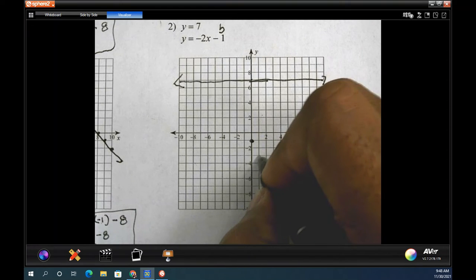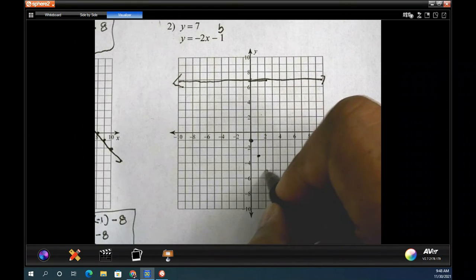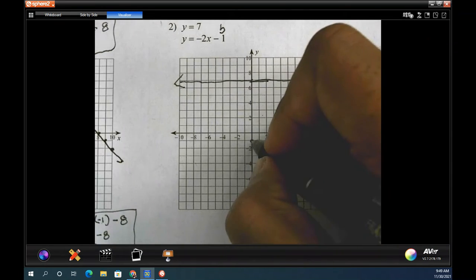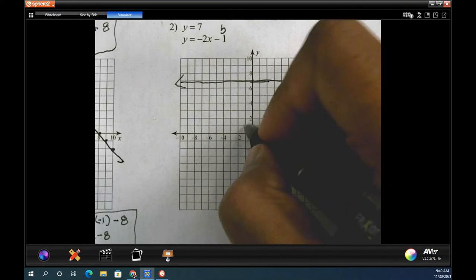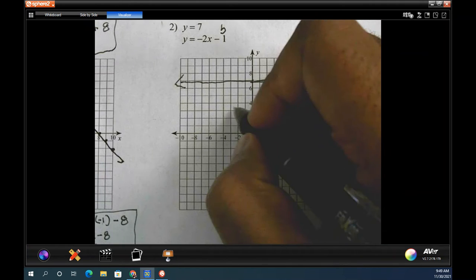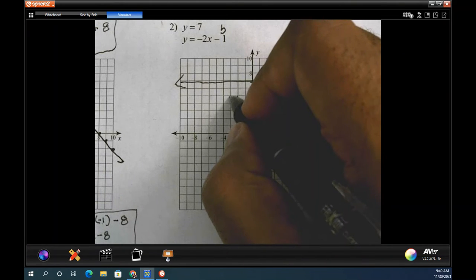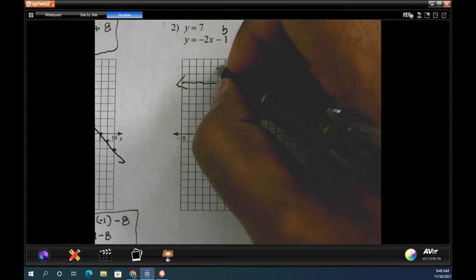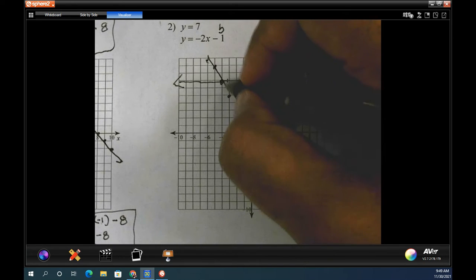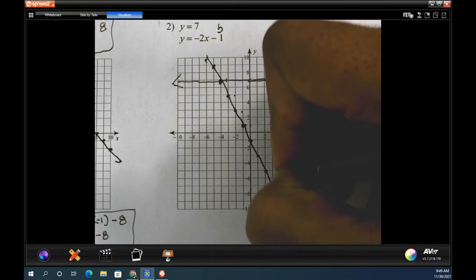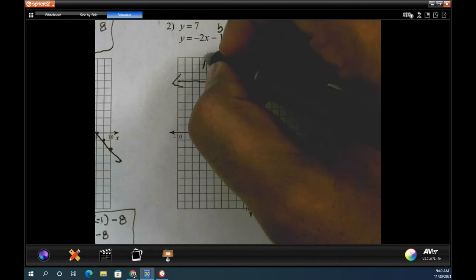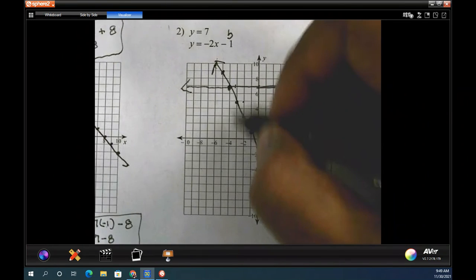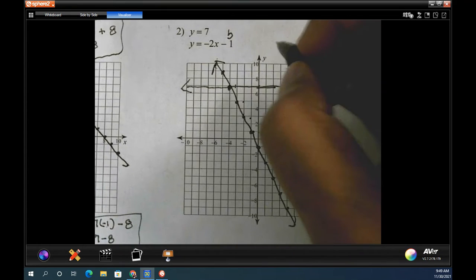Goes down 2, right 1. Keep going, down 2, right 1. Or it goes up 2, left 1. Up 2, left 1. There's our point of intersection right there. Up 2, left 1. Let's go one more. Connect the dots. There you go. So the answer to this one would be -4, 7, because that's where the two lines intersect.